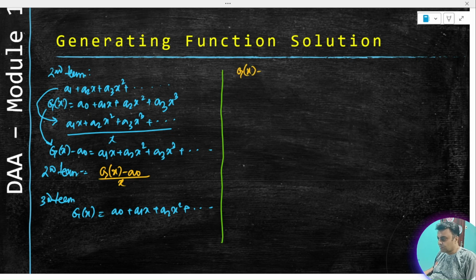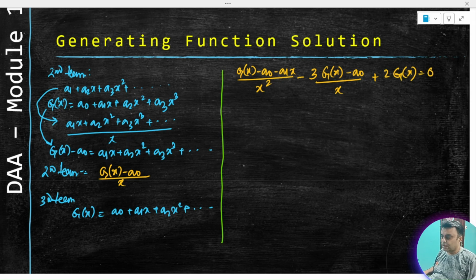(gx minus a0 minus a1x) divided by x squared, which was my first term. There is no coefficient here. The second term had a coefficient of -3, and the second term we had solved as (gx minus a0) by x, and the third term, with its coefficient, we know gives gx. So this is what I get.